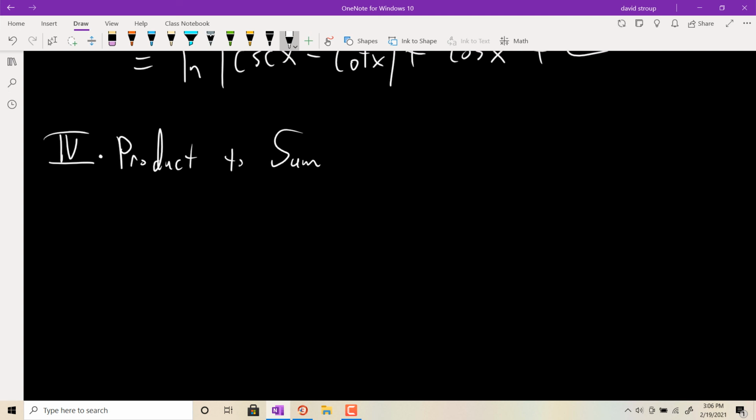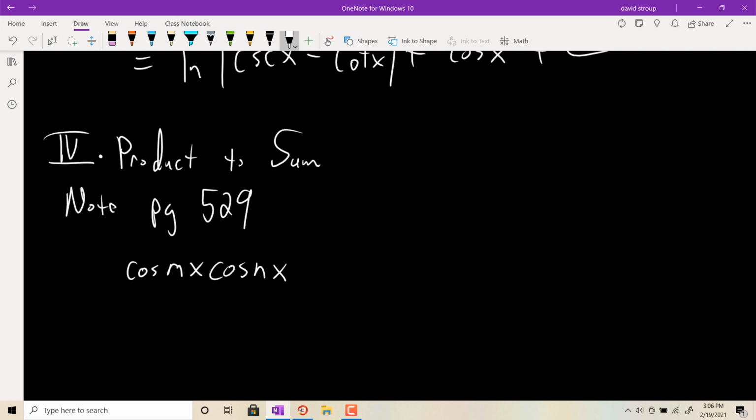This is something that I will not be putting on the test because people generally don't have these formulas as well encoded as the other ones. But basically it's for handling sort of cosine, sine, cosine, sine in your integrand where you have different angles. Maybe you have something like cosine mx times cosine nx, and so you do a product-sum formula.